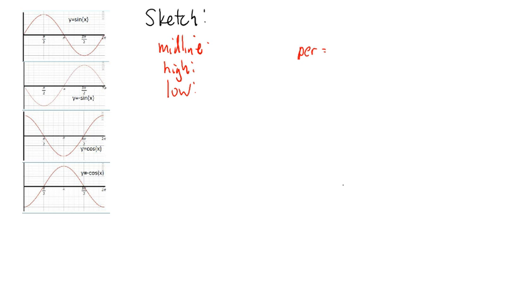Let's do y equals, how about positive 3 sine of x over 3, minus 4. Let's get fancy with it here. All right, my midline is y equals negative 4.